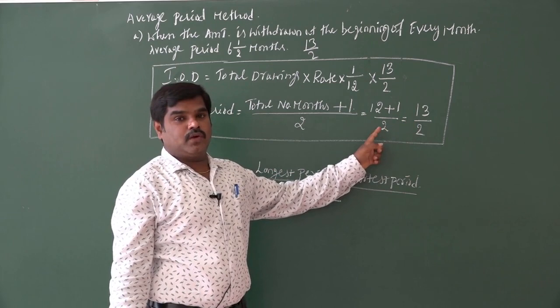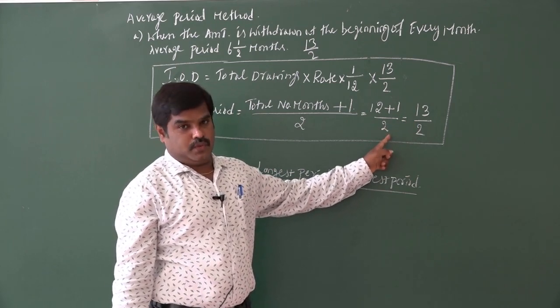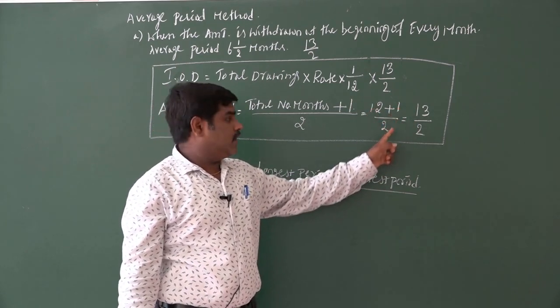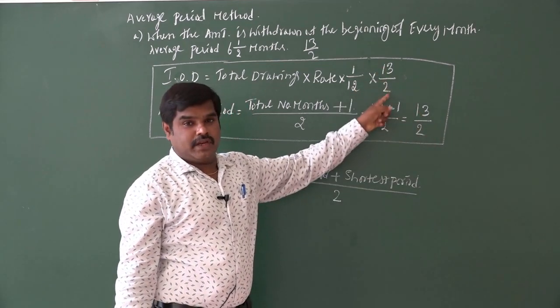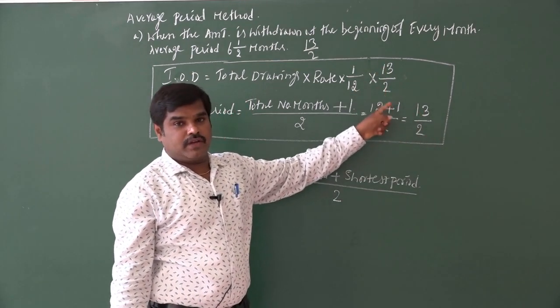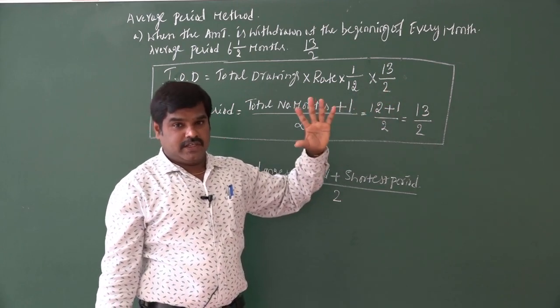Why is it divided by 2? Average means divided by 2. Okay, so 12 plus 1 divided by 2, so 13/2. That is the average period, 13/2, which is 6.5 months.